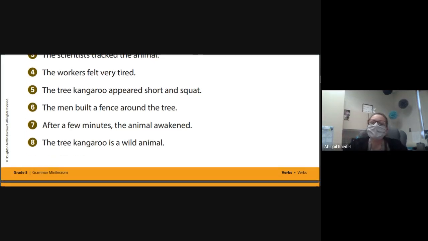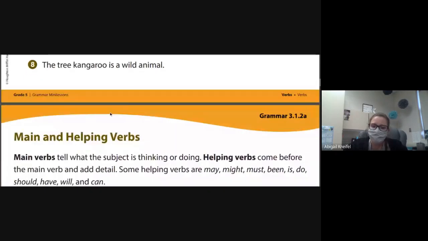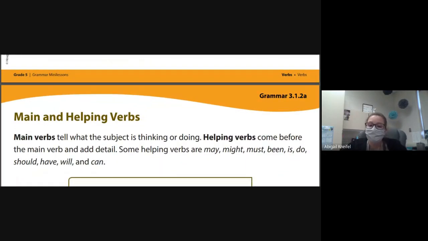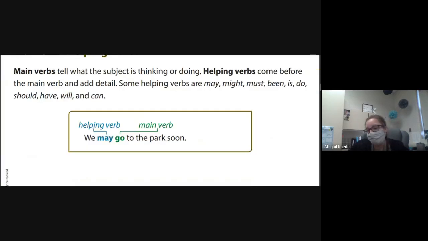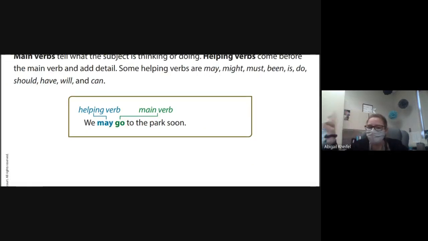All right. Main and helping verbs. Main verbs tell what the subject is thinking or doing. Helping verbs come before the main verb and add detail. Some helping verbs are may, must, might, been, is, do, should, have, will, can. Okay? So, here's an example.